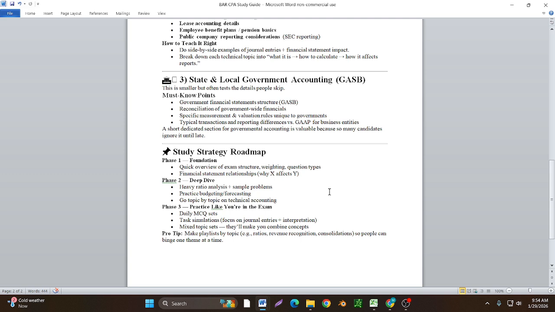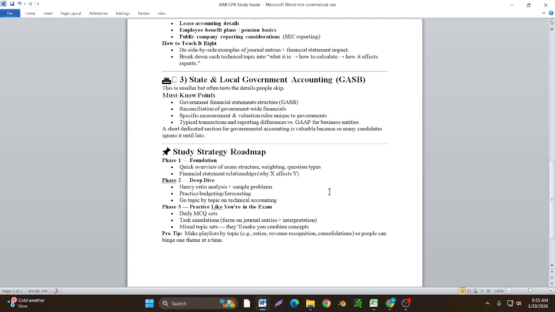Finally, how should we study? Well, here's the study strategy roadmap that I designed. Phase 1, we're going to do foundation. We'll do a quick overview of exam structure, weighting, and question types. We're going to understand how financial statements connect, why transactions change ratios, how cost behavior impacts forecasting. Phase 2, we will do deep skill building, spend most of our time on ratio trend analysis, variance analysis, budget modeling, journal entry, and financial statement impact exercises.